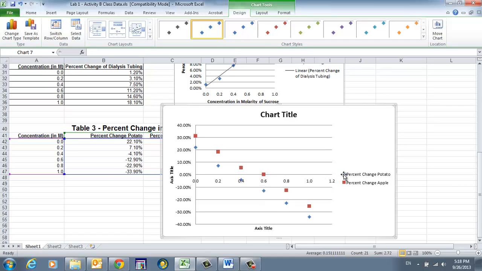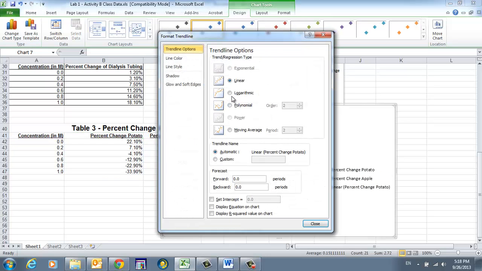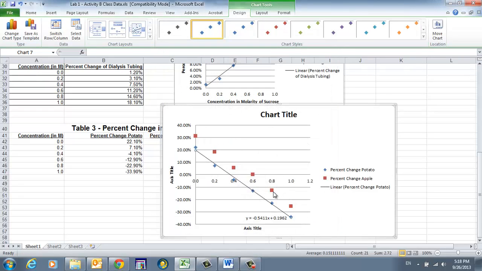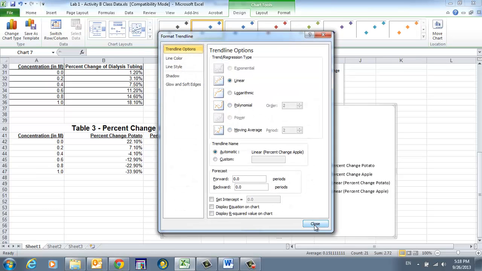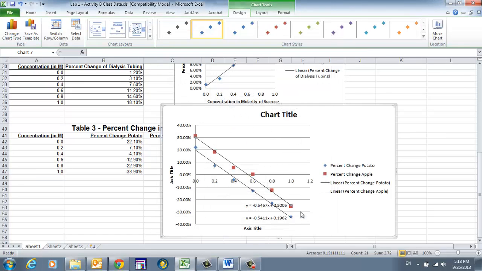If you look at the blue line, the blue dots representing a potato, I'm going to highlight those real quick. I'm going to hit Add Trend Line. I'm going to do the same thing I did earlier, but this time I want to display the equation. We'll come back to that in a second. I'll do the same thing for the red series of data: add a trend line and make it, again, linear and show the equation. So I have two equations, the equation for the red line and the equation for the blue line, respectively.